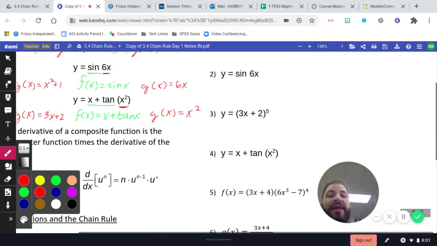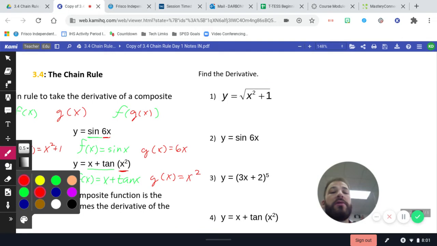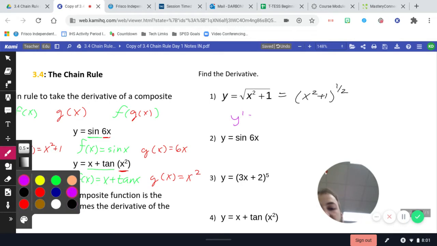Okay, let's look at an actual example. Number one, we have y is equal to the square root of x squared plus 1. First and foremost, before we do anything else, I'm going to change this to something I can actually take the derivative of. So x squared plus 1 to the 1/2 power. Now to find my y prime, remember my outside function is this 1/2 power. My inside function is x squared plus 1.